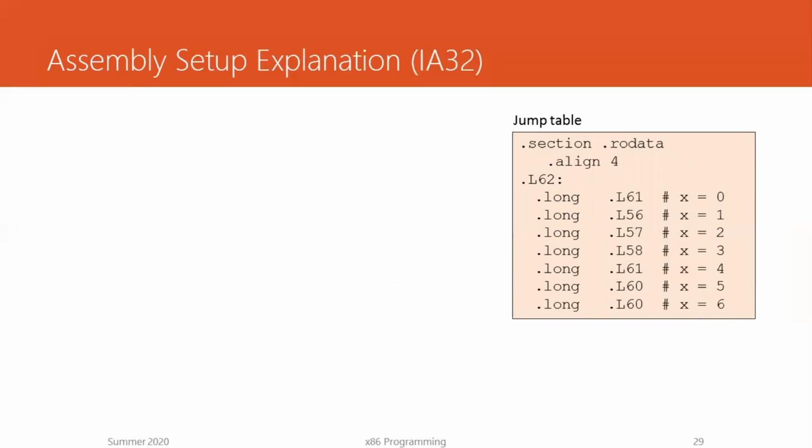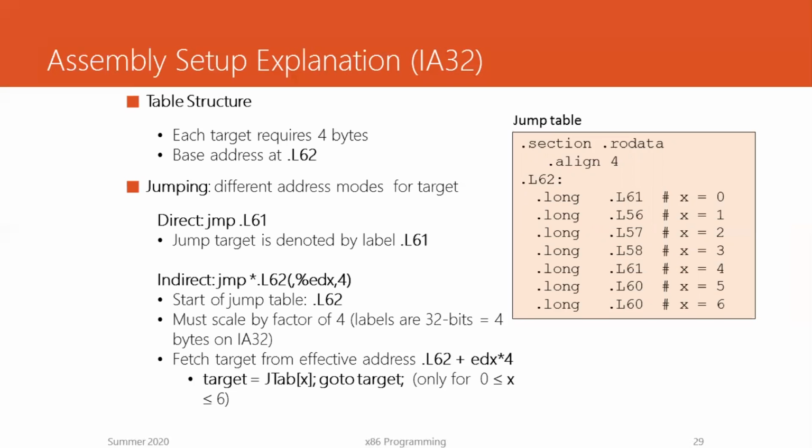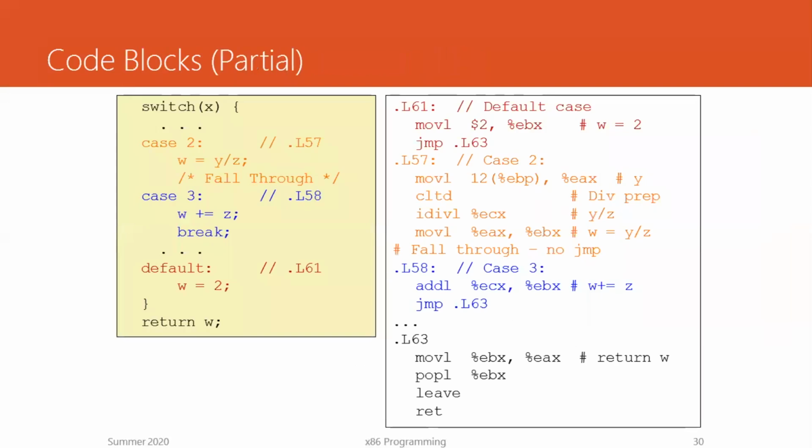And this is just to summarize what we said in the last slide. This is how we implement the structure of the table. Each target requires a 4-byte entry with the base address at .L62. We had various addressing modes to access different entries of the table using direct and indirect jump instructions, right? Now that we have defined the table structure, let's see how the code blocks are implemented.